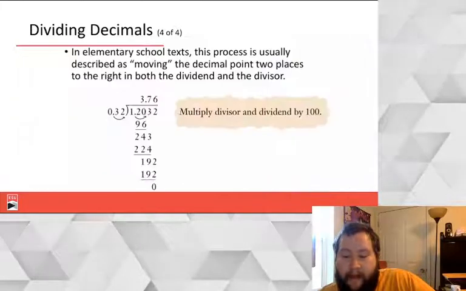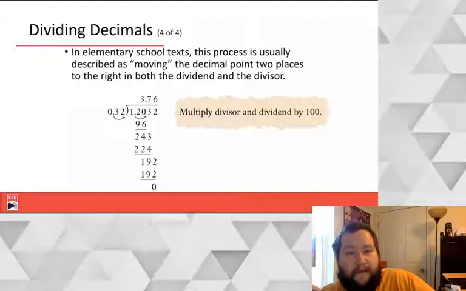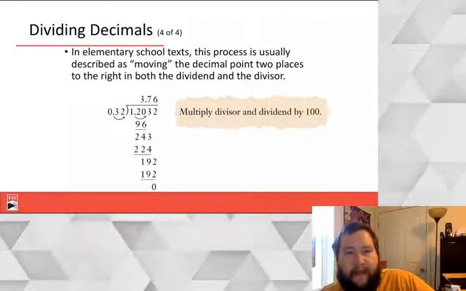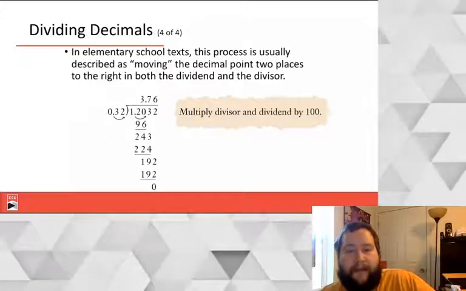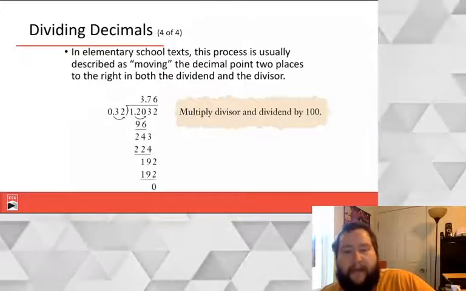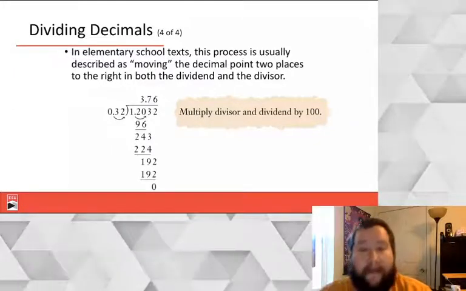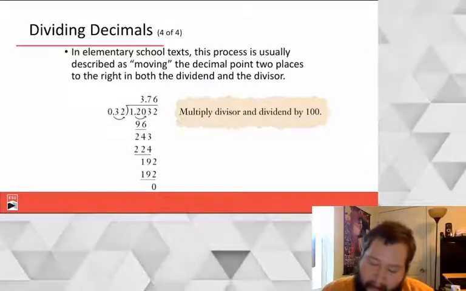And so in elementary schools, this process is often described as moving the decimal point 2 places to the right, which really is just when we multiply both by 100. And we have that fundamental, so I want to make one more connection and then we'll be done for the day.